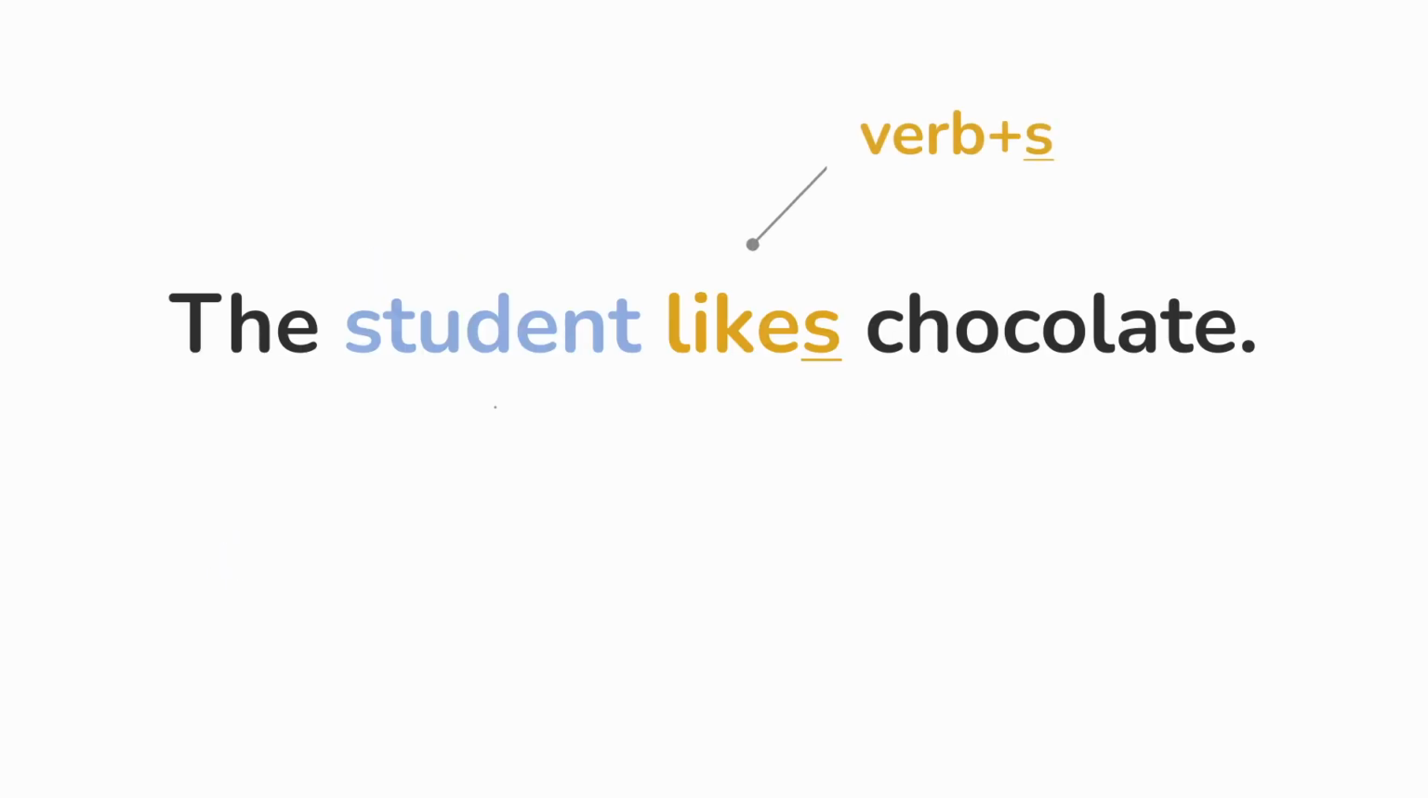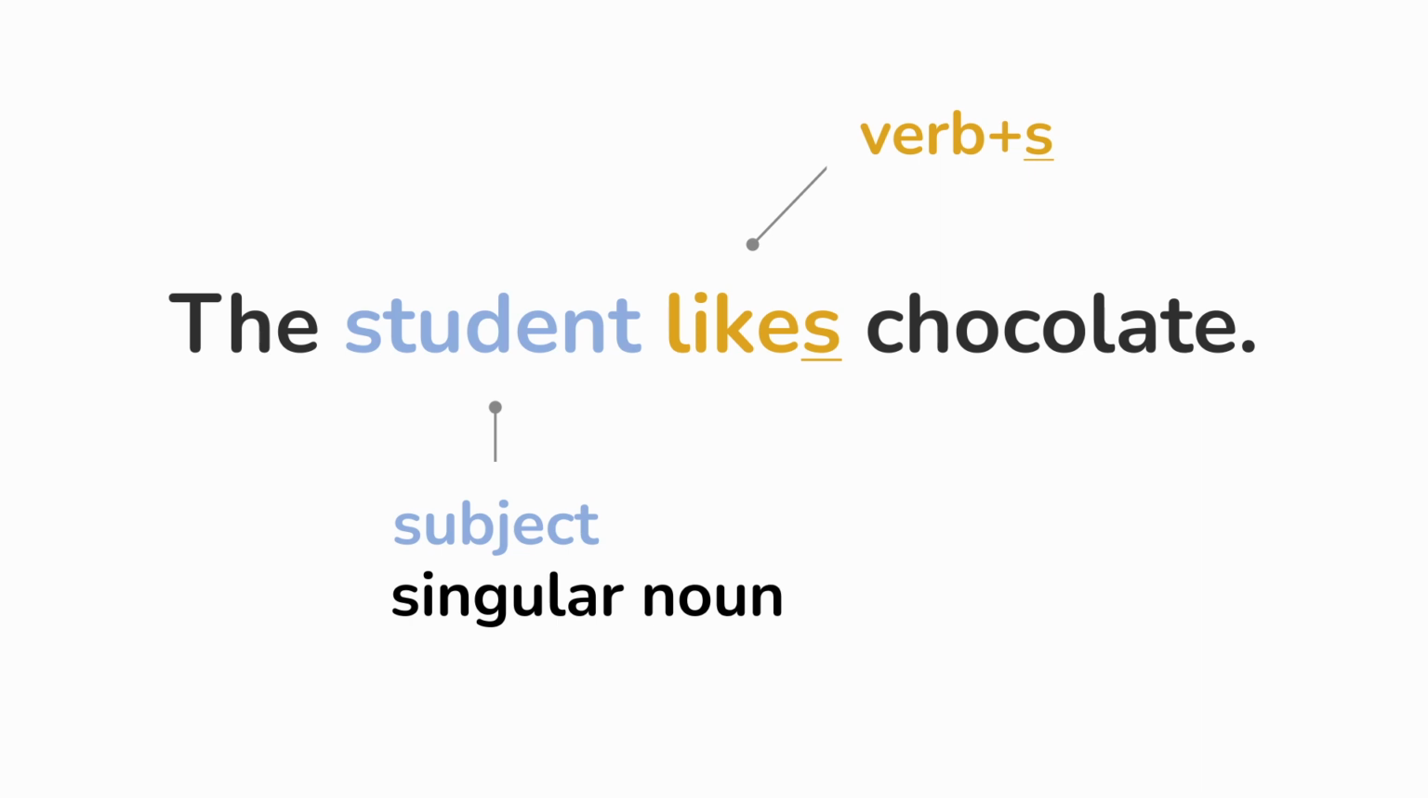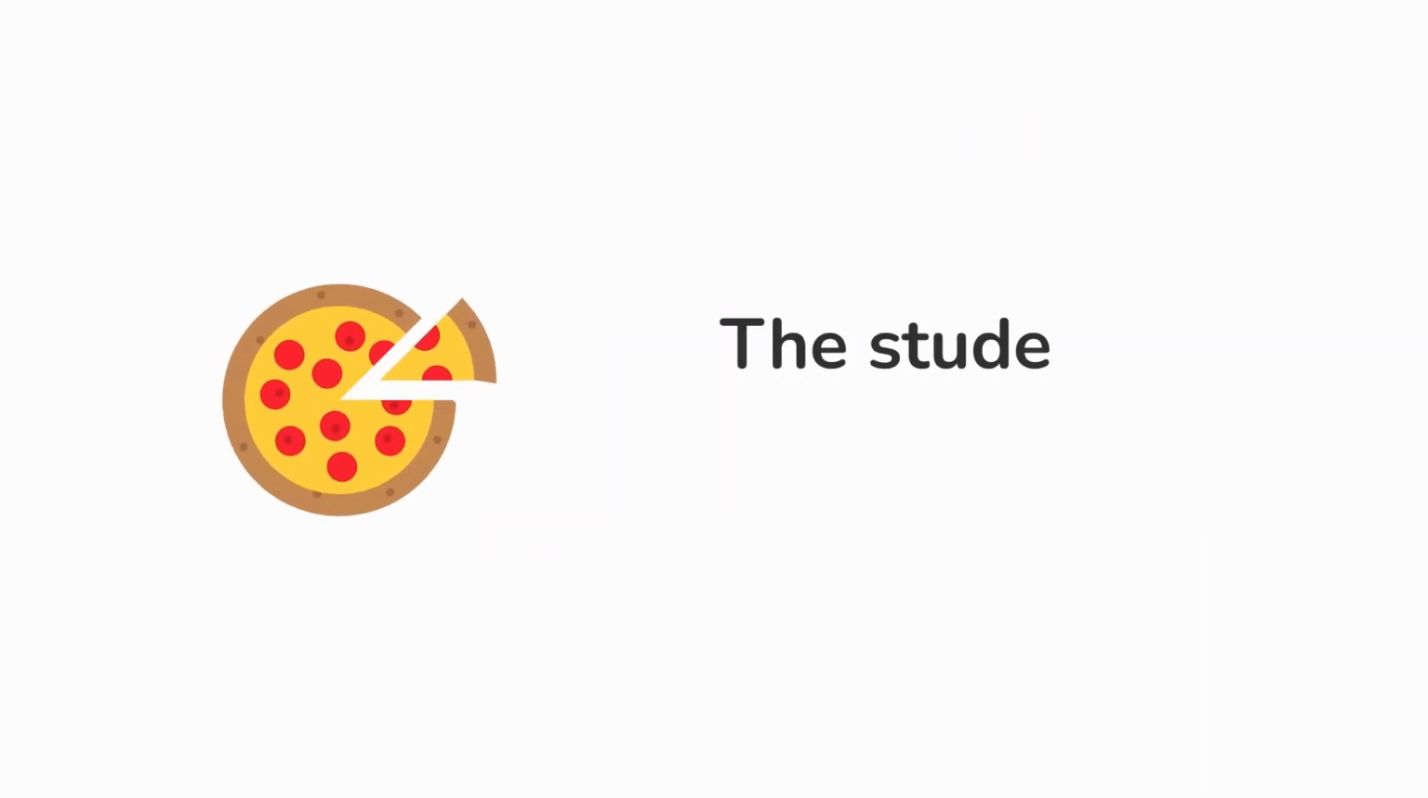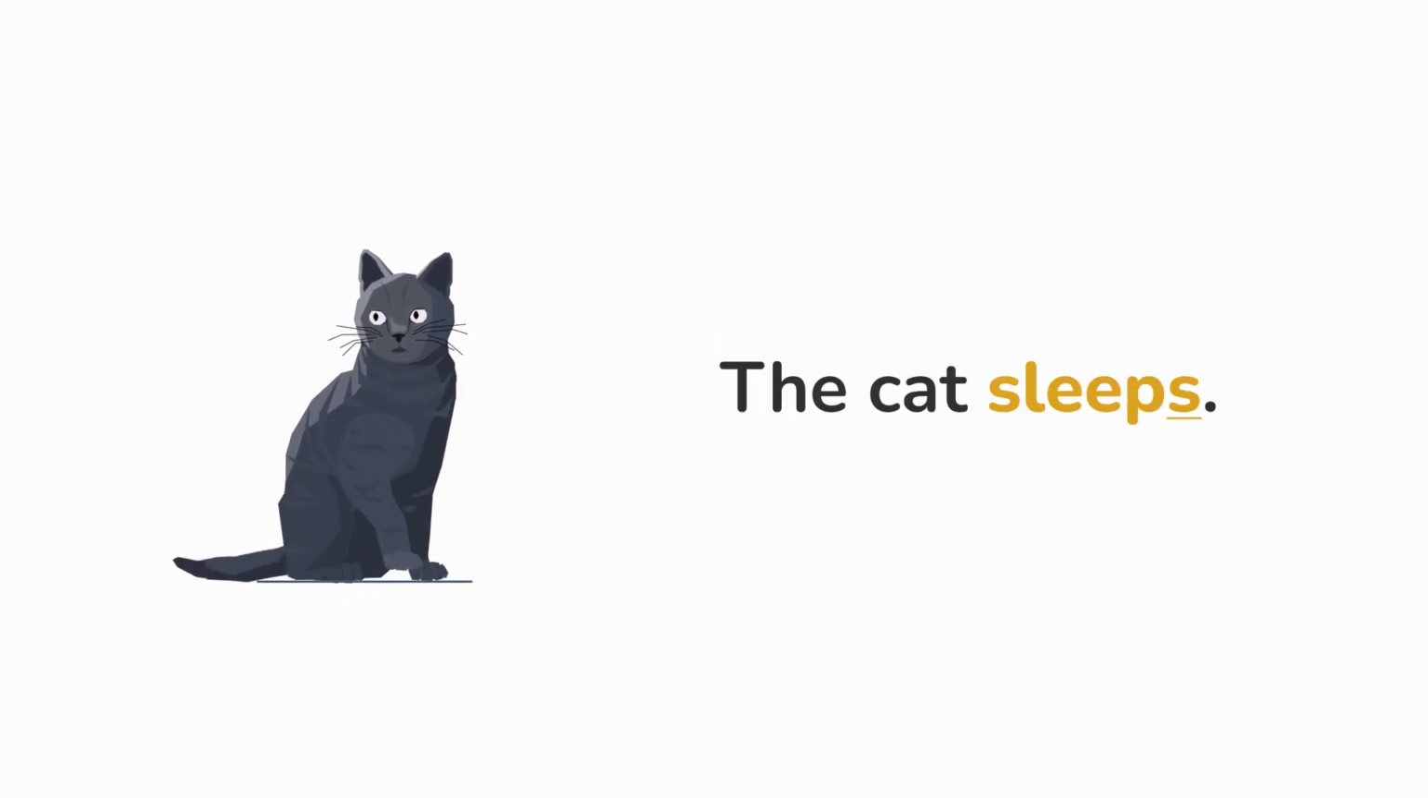We use the verb plus s when the subject is a singular noun. For example, the student eats pizza. The cat sleeps.